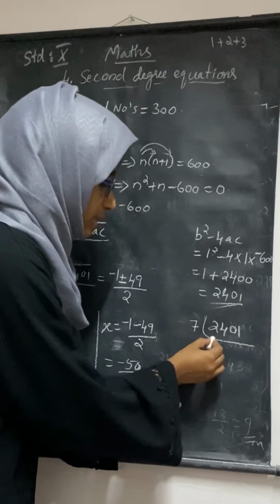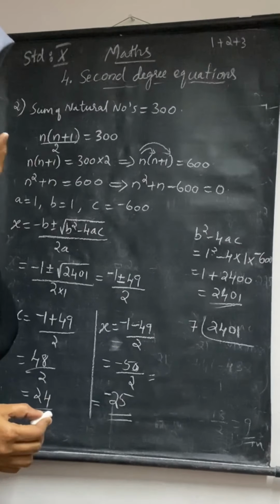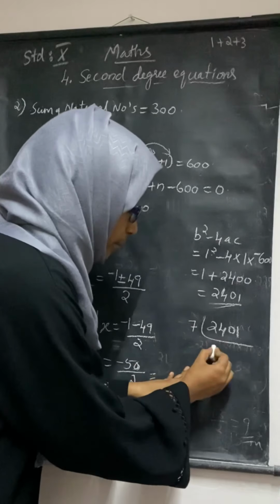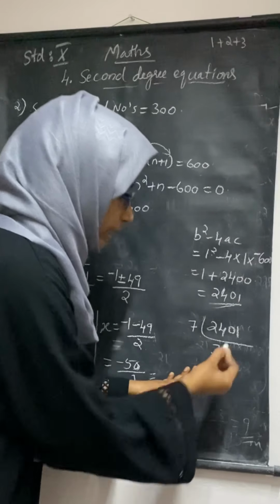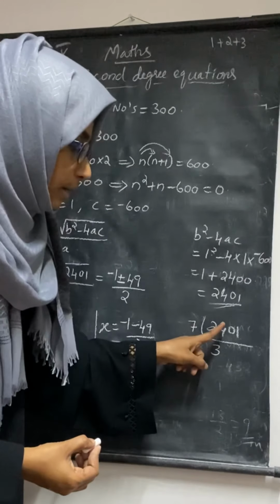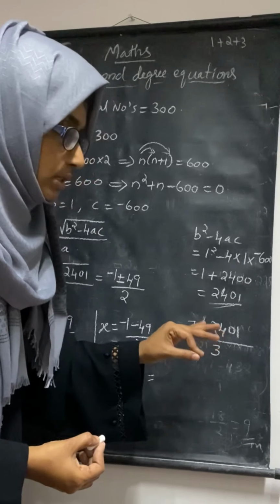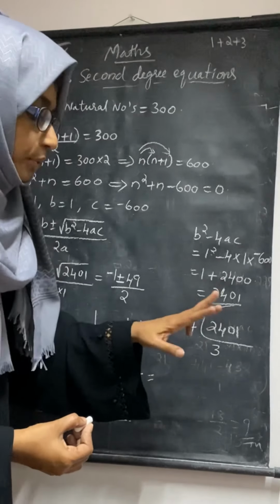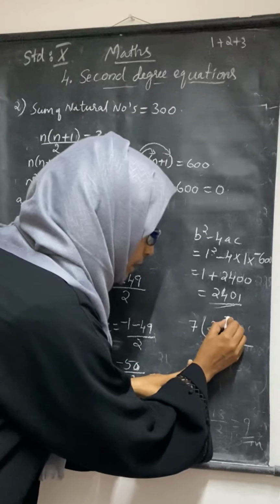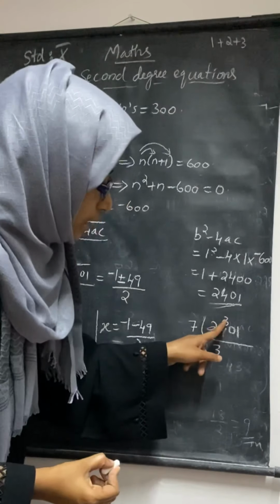So 7 numbers are 24. Is 24 in the 7 table? No. But you have 7 3s are 21. 7 3s are 21, but here 24 is there. So how much remaining? After 21, there is 22, 23, 24, so 3 will be remaining. So I have to put 3 here, means 3 will come here.